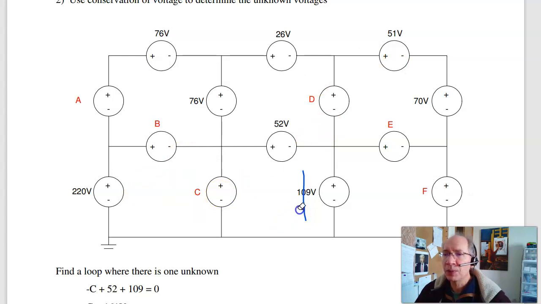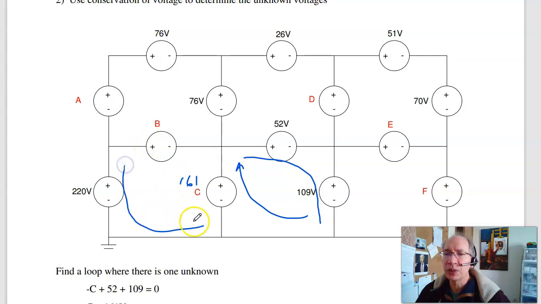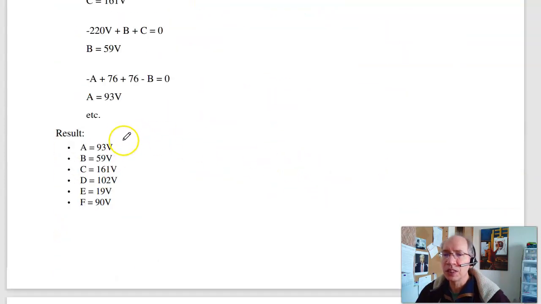if I pick a point, like right here, if I go this way, then the voltage is 161 volts. If I go this way, I've got to get the same answer, so C has to be 161. Now I can solve for B. If I go this way, I get 220. If I go this way, I also have to get 220, which tells me that this is 59 volts. I can now solve for A. This way is 152. This is 152. And so on for all the rest. When you're done, you should wind up with these voltages.